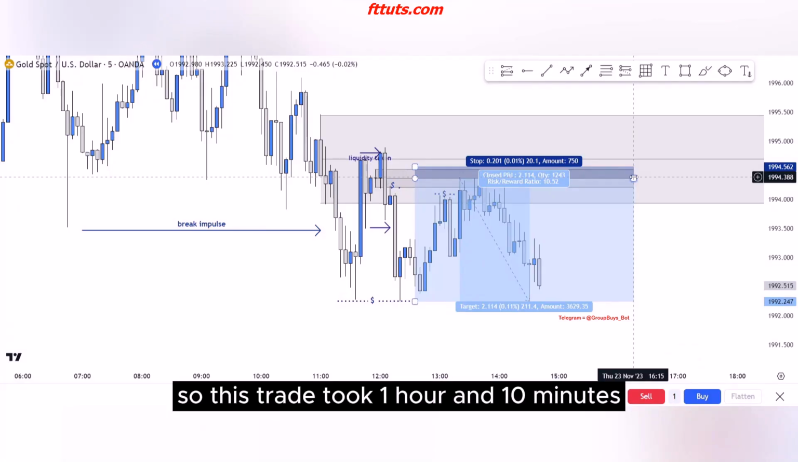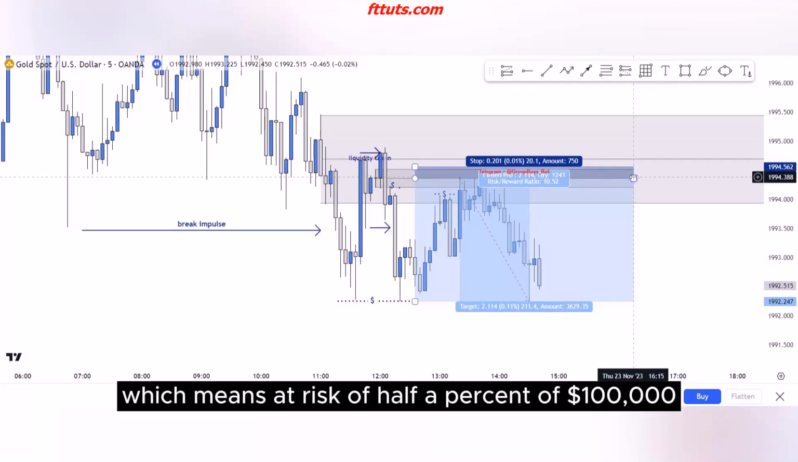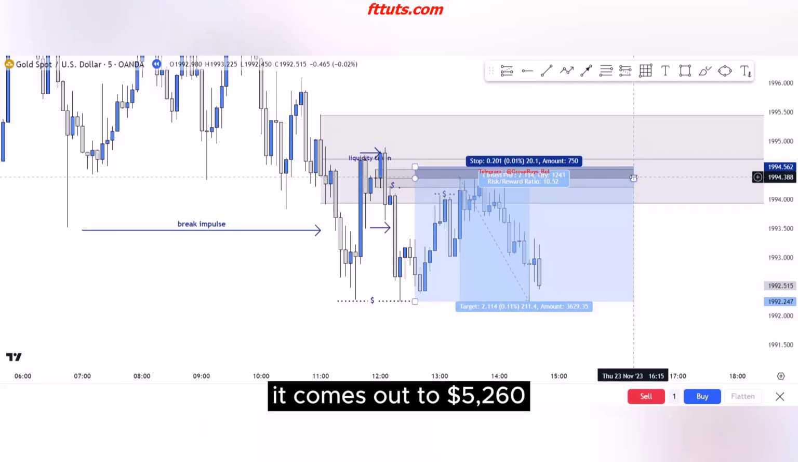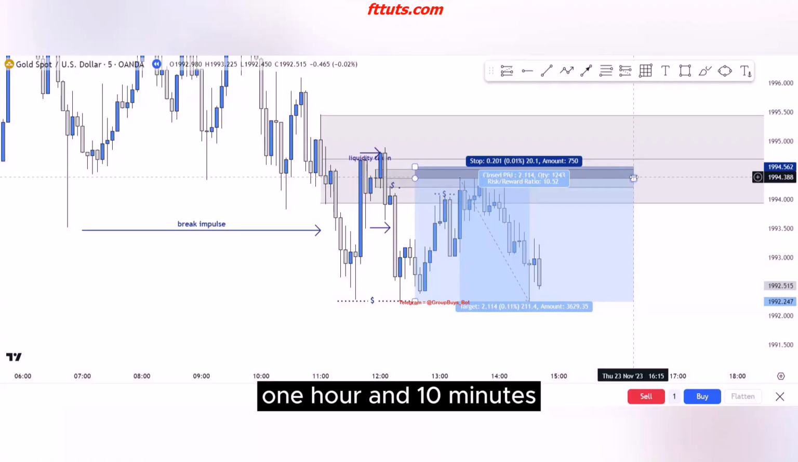So this trade took 1 hour and 10 minutes. We earned here 10.52 reward ratio, which means at the risk of 0.5% of $100,000, it comes out to $5,260. And if we risk 1%, we would earn $10,520. 1 hour and 10 minutes.